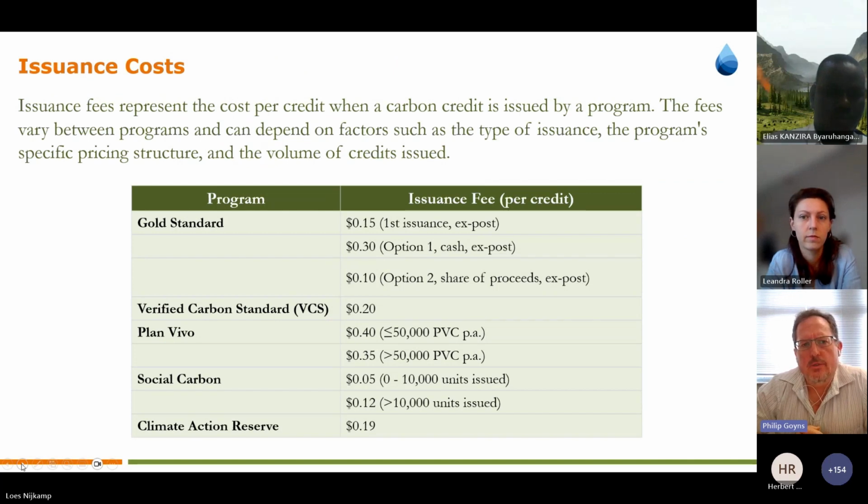An indication of the issuance costs. These are the costs that occur with the issuing of carbon credits with the particular standard or program that you may choose to go with. Sometimes they are specified per credit, as shown here, and sometimes there are certain thresholds depending on how many credits you would expect to achieve from the project. These costs are in addition to the auditing for validation and verification, and those costs would be due to the auditors that you use to validate and verify your project.